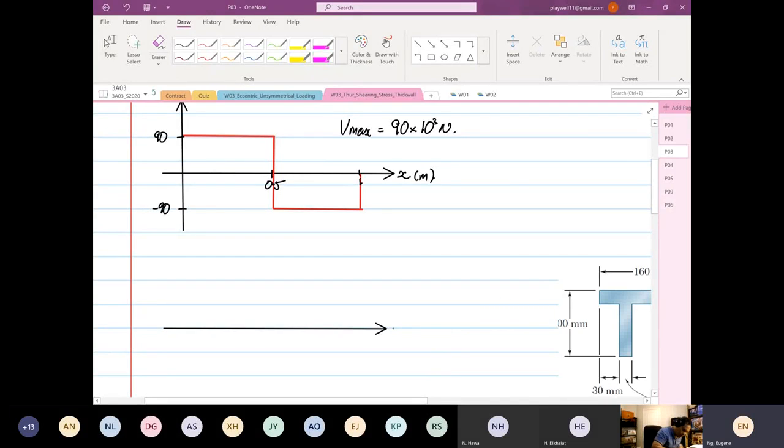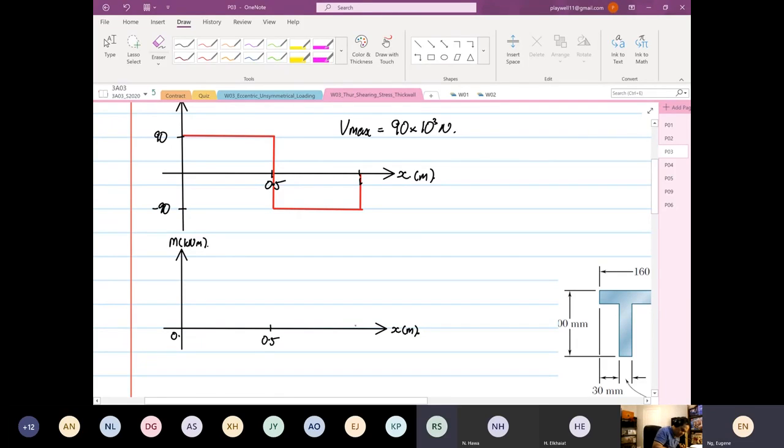Have X in meters again. And I'm going to focus on just the positive side of the bending moment equation or bending moment diagram. Why positive? Any idea? Can anyone tell me why we are focusing on the positive of the bending moment diagram? Anyone? Can you remember why I'm not focusing on the negative? Anyone?